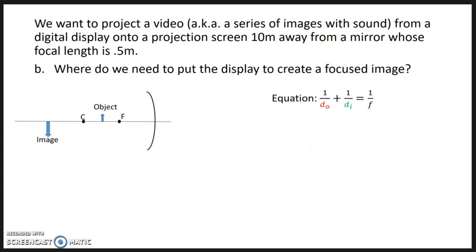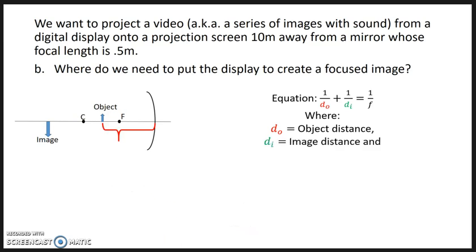So we have an equation for the relationship of these values. 1/dO + 1/dI = 1/F. This is where dO is the object distance, which is shown by the bracket here. So it's the distance between the object and the mirror. dI is the image distance, which is represented by the green bracket here, which shows how far away from the mirror the image shows up as a focused image.